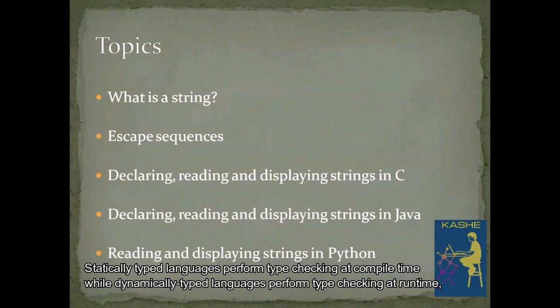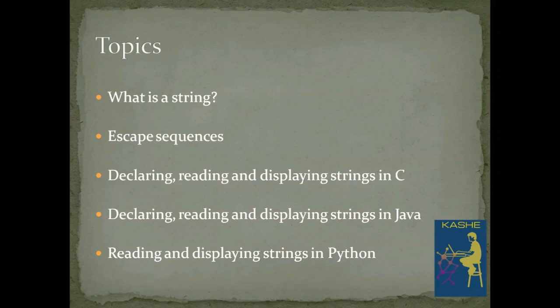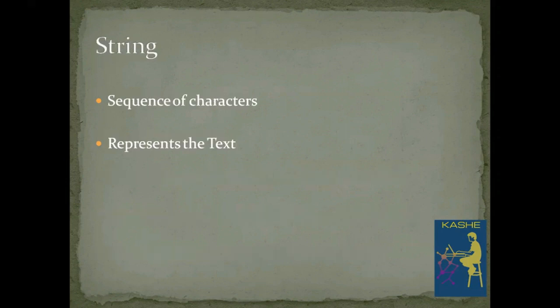But in the case of C and Java, before using any variable, we need to declare those variables first. After variables are declared, then only we can use those variables in our program if it is C and Java language. So that's why C and Java both are statically typed languages and Python is a dynamically typed language. So now we will consider the string.